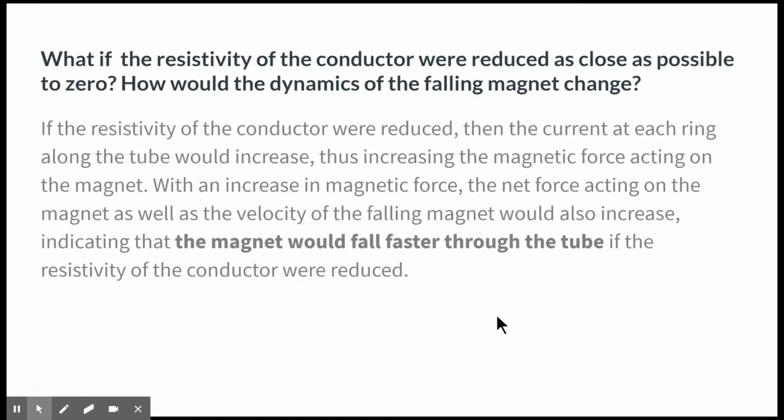If the resistivity of the conductor were reduced, then the current at each ring along the tube would increase, thus increasing the magnetic force acting on the magnet. With an increase in magnetic force, the net force acting on the magnet as well as the velocity of the falling magnet would also increase, indicating that the magnet would fall faster through the tube if the resistivity of the conductor were reduced.